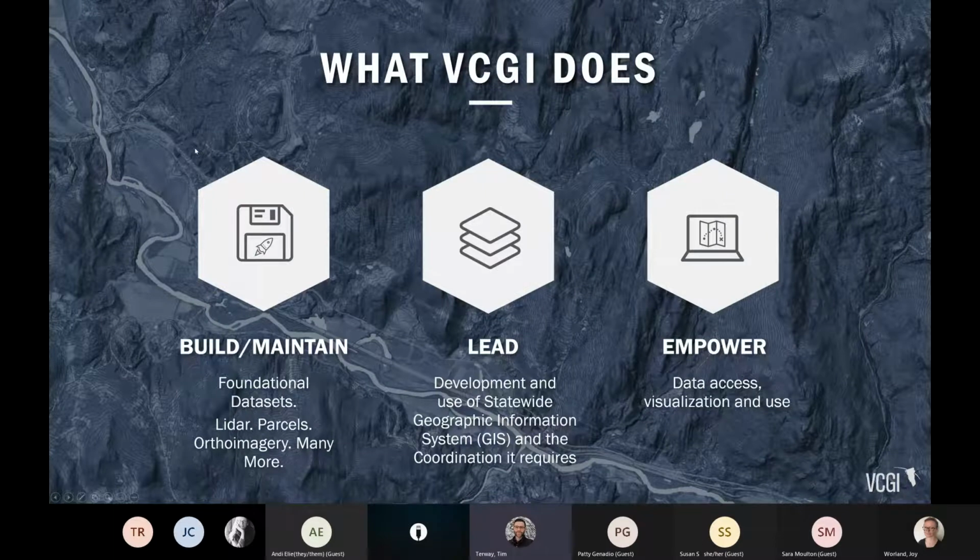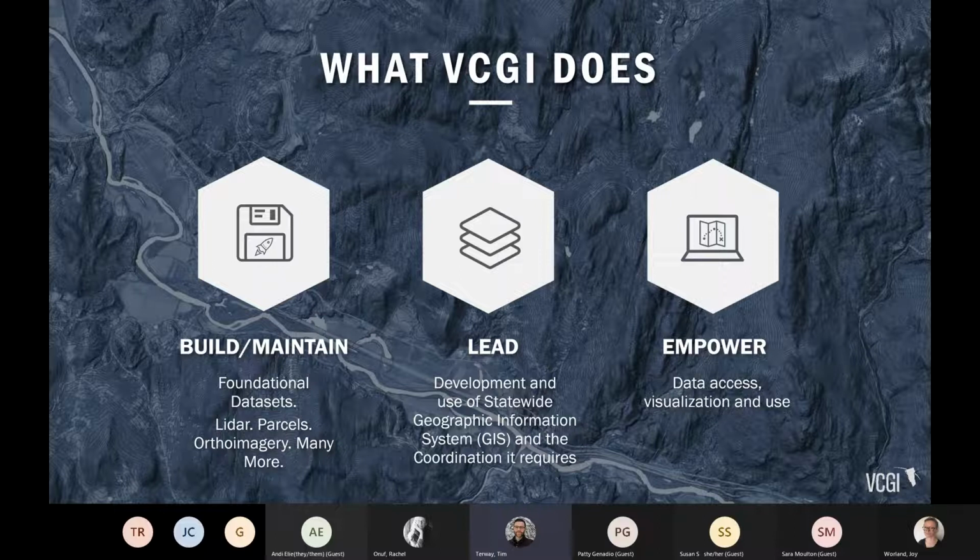Okay, so high-level overview. We'll start from the basics. What does VCGI do? We are a state agency currently, although we have a history of weaving in and out of the state or Vermont government system. We were previously a nonprofit for some period of time, but now I've been back in state government since 2015. Our tasks are essentially threefold. First is to maintain and build foundational data sets, of which some of the common ones are the statewide LiDAR program. We'll talk in more detail about all these later on. Parcel program, Ortho Imagery, and many other ones.